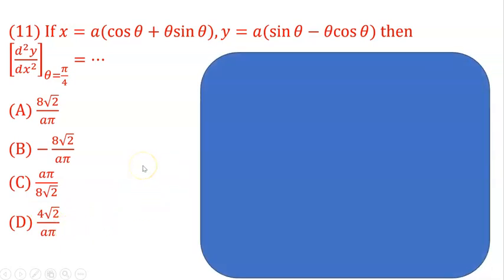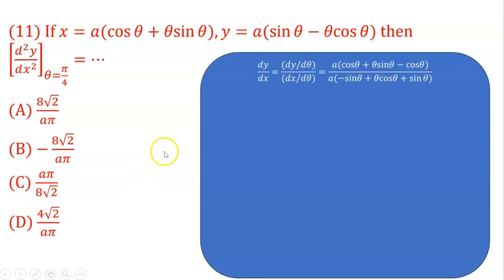Okay, now here we simplify. These are parametric type functions. Therefore dy by dx equals dy by d theta upon dx by d theta. Now differentiate this first with respect to theta. What is the derivative of sin theta? It is cos theta. Apply the product rule here.